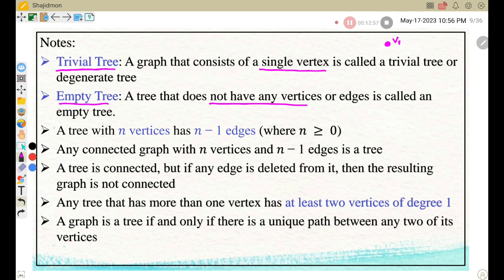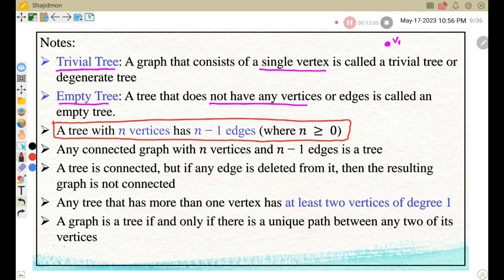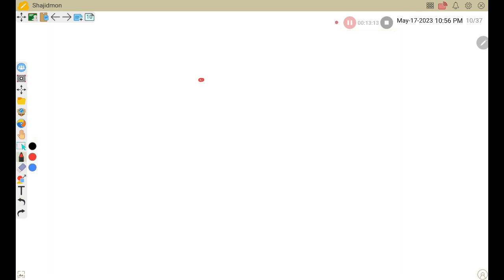Now this point is very important here. A tree with n vertices has n minus 1 edges. A tree with n vertices should have n minus 1 edges. That is the next point, and it is a very important point. For example, I am drawing one tree here. This is the root of the tree, correct? A rooted tree. I am just drawing the branches of the tree, for example like this. So you can see how many vertices there are: this is vertex 1, vertex 2, vertex 3, vertex 4, and vertex 5.